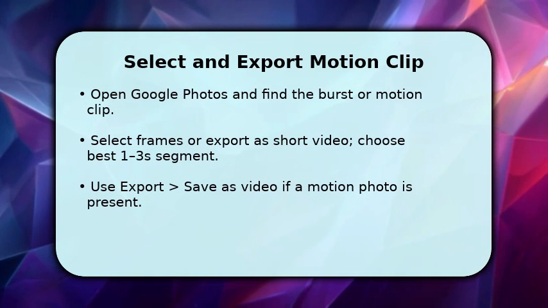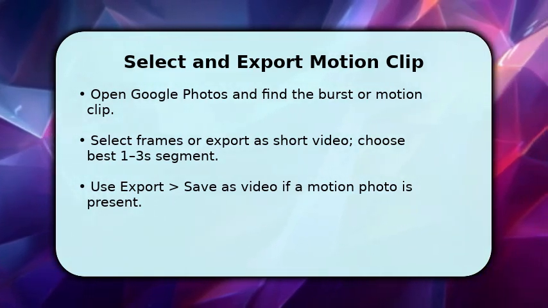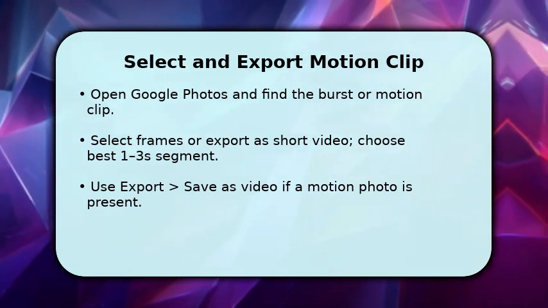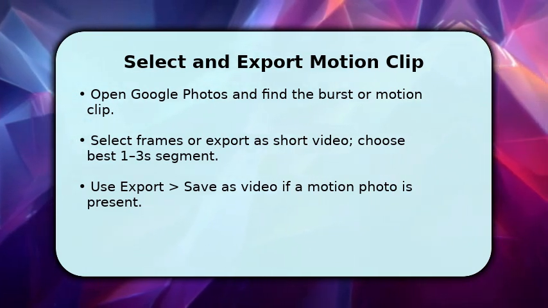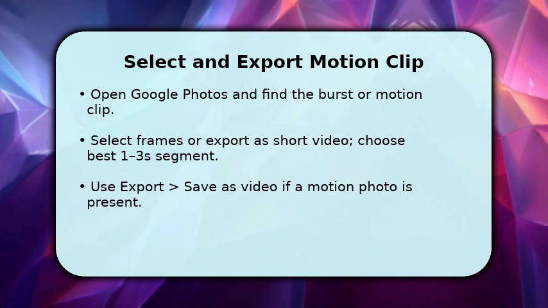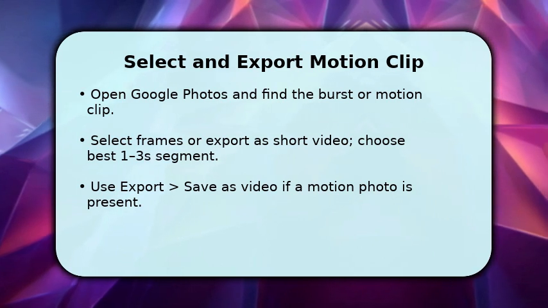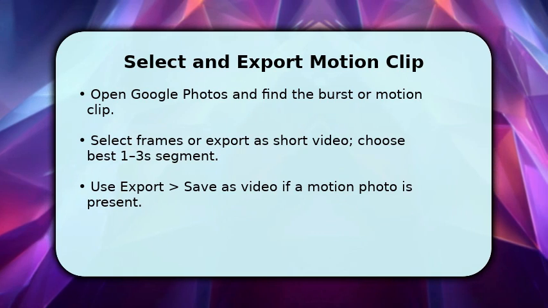Now open Google Photos and locate the burst or motion photo you just made. Tap the burst, pick the exact frames you want, or if it's a motion photo, use the menu to export or save as a short video clip. Make sure the clip length is 1 to 3 seconds. Longer clips reduce live photo compatibility. Once you have a trimmed video segment, save it to local storage so you can import it into the Into Live app for conversion to a live photo.